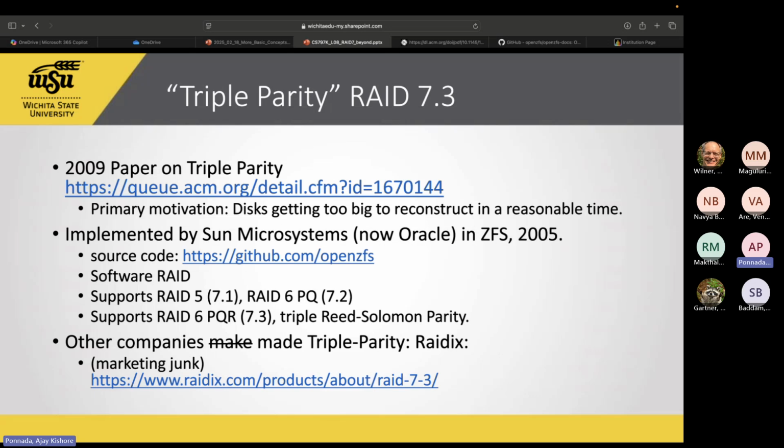Other companies also make triple parity, for example Radix, but it's just marketing junk. If we are improving our systems using one more parity, triple parity, we should have some improvement in our system. This is a piece of junk for marketing purposes. If we are building a file system, it's not just for the sake of a new system; there should be some improvement, not just adding stuff.